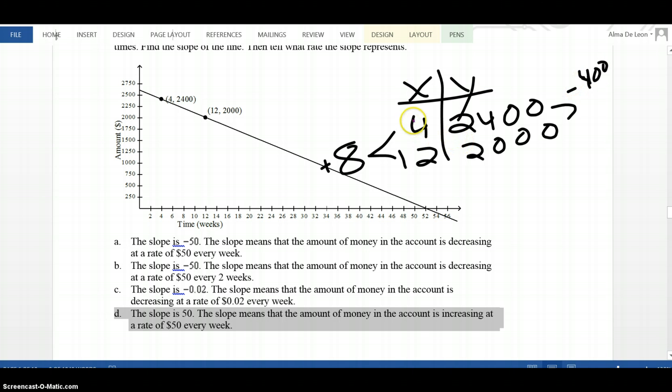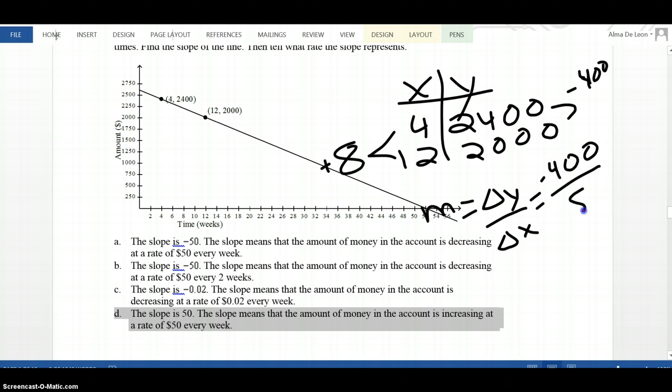From 4 to 12, I have to add 8. From 2,400 to 2,000, I have to subtract 400. And so again, slope is the change in the y over the change in the x. So this would be negative 400 over 8, which is the same thing as negative 50.